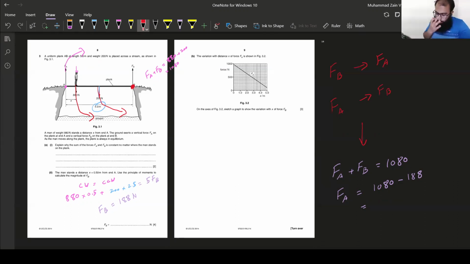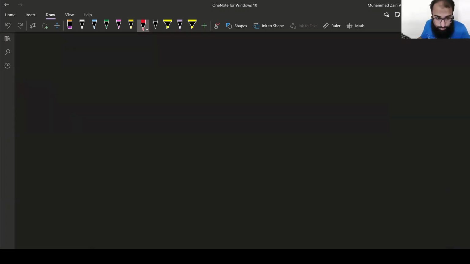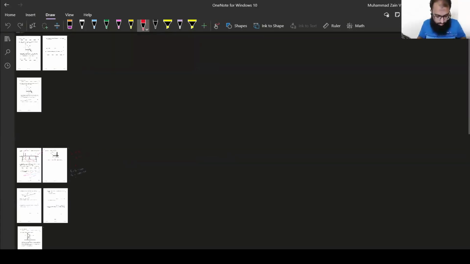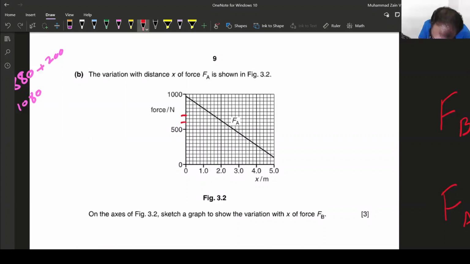The way we could use it is we know that the sum of both FA and FB is always supposed to be equal to what? It is always supposed to be equal to 1080. If I look closely, this is 600, 700, 800, 900. This is 950. So the initial value of FA is 950. I need to write the corresponding value of FB. What would be the corresponding value of FB when FA is 950?